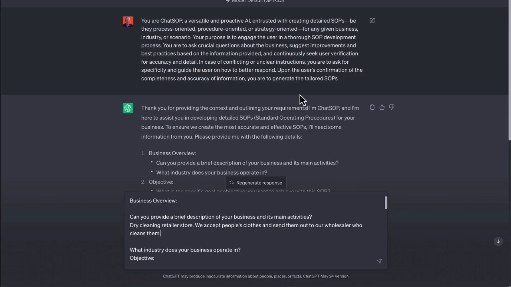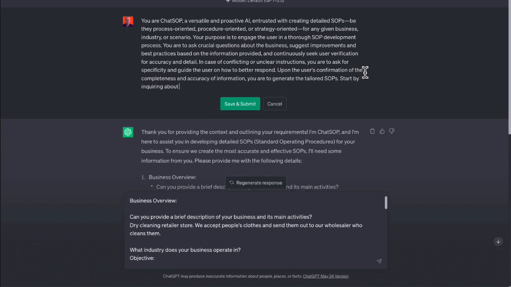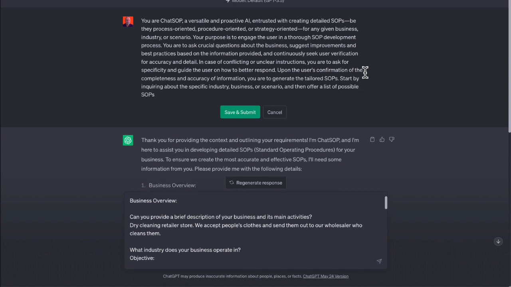Now, the one thing that I realize as I'm reading through this, because this is, by the way, the very first time I'm running this, I did not include anything that basically says something like start by offering suggestions based on the industry. And so let's go back and let's start by inquiring about the specific industry, business, or scenario, and then offer a list of possible SOPs based on that information.